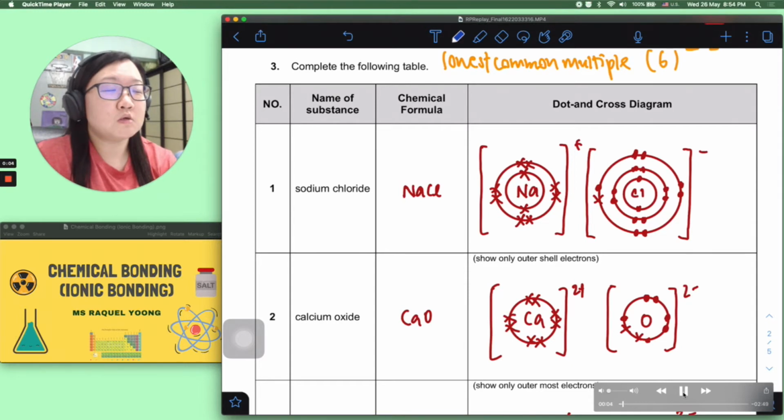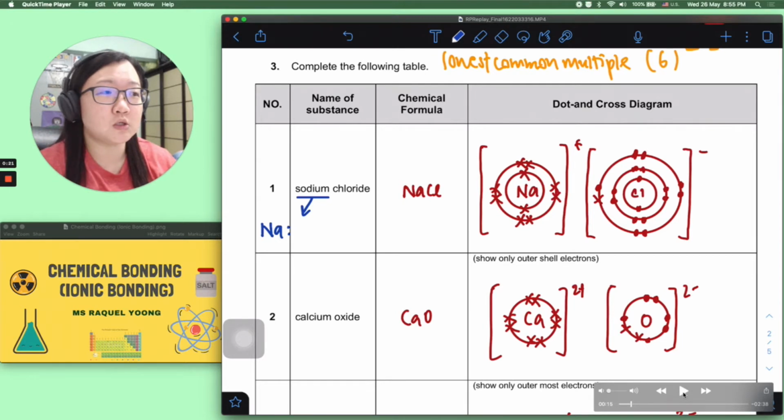Okay, let's talk about question 3 now. Over here, you're given the name of the substances, which are ionic compounds. You're supposed to give the chemical formula and draw the dot and cross diagram, right? As usual, we should always work out the electronic configuration. That should always be our first step in terms of the so-called workings.